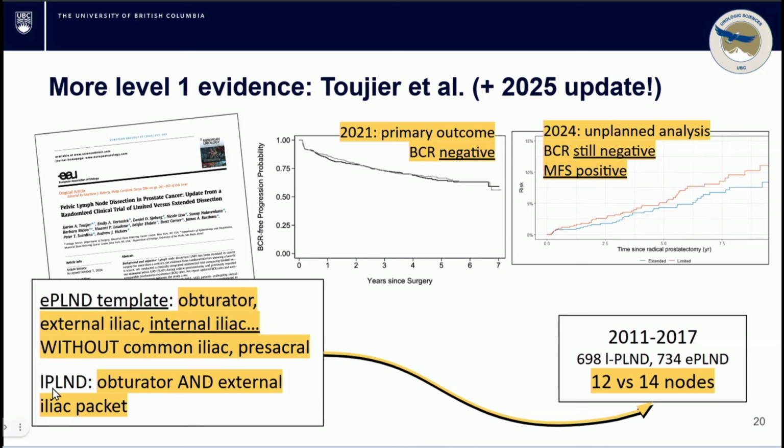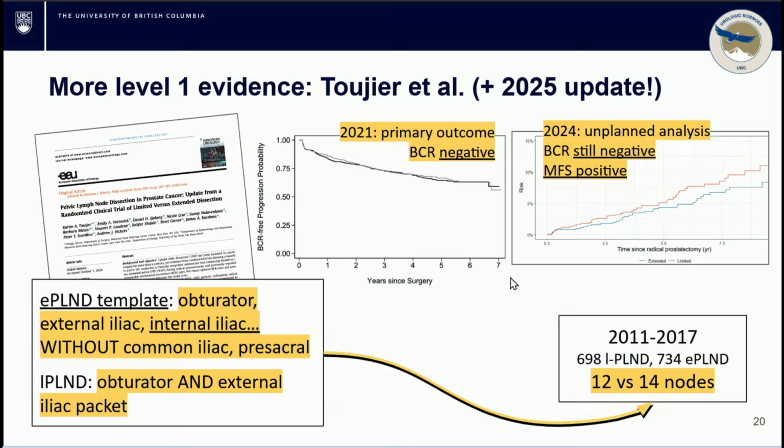Their limited lymph node template includes the obturator and the external iliac packet. Their extended pelvic lymph node template includes the obturator, the external iliac, the internal iliac, but no common iliac and no presacral, unlike the last trial's template. So there's kind of a convergence of the templates. And the difference in lymph nodes retrieved from both groups is now, well, less. You've got a convergence of the median lymph nodes collected, and it's 12 versus 14, which is not much of a difference, but maybe those 2 extra nodes are the important ones.